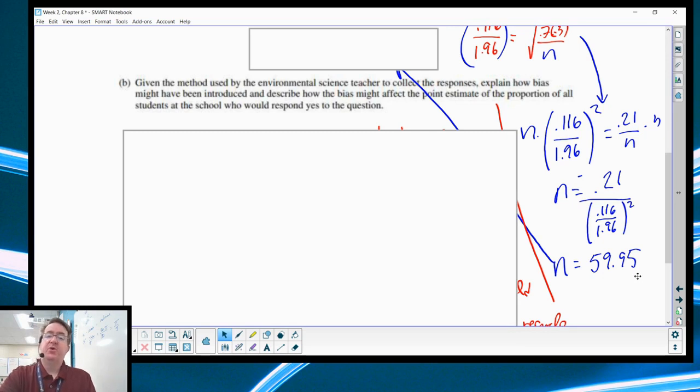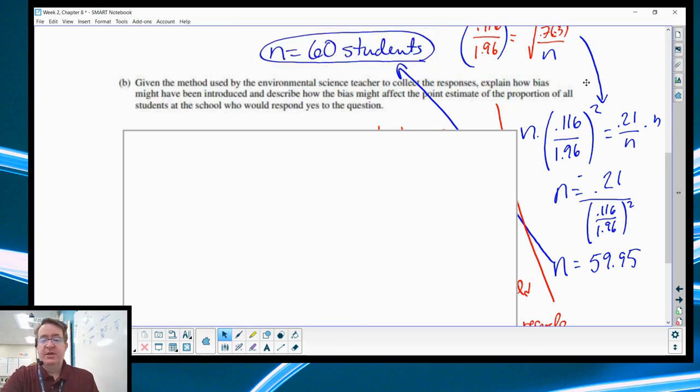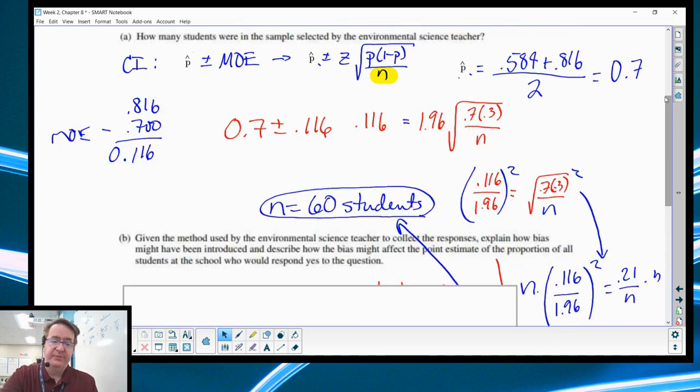Now remember, that is always the smallest value that we can have, so we need to go a little bit more conservative. We're going to push it out to 60, because if we said 59, it wouldn't work. So that means this teacher had 60 students in terms of what was going on, right? So 60 students came and answered this question for this confidence interval.